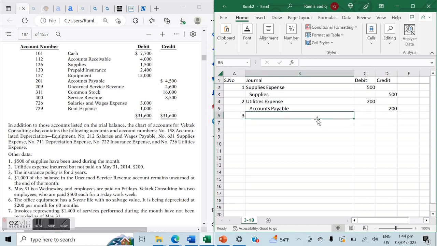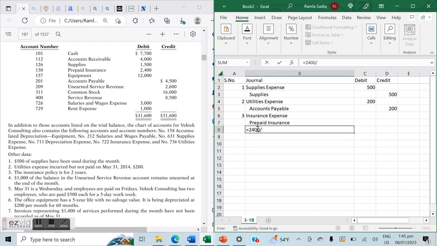For our third entry, it says the insurance policy is for 2 years. Now, whenever insurance is utilized, again, it is to identify an expense against the use of an asset. So the accounts that we're going to use will be insurance expense to prepaid insurance. Now, the calculation that we have to do over here, and I'm just going to do this a little roughly, is because the insurance policy is for 2 years, and we say that the prepaid insurance is for $2,400.